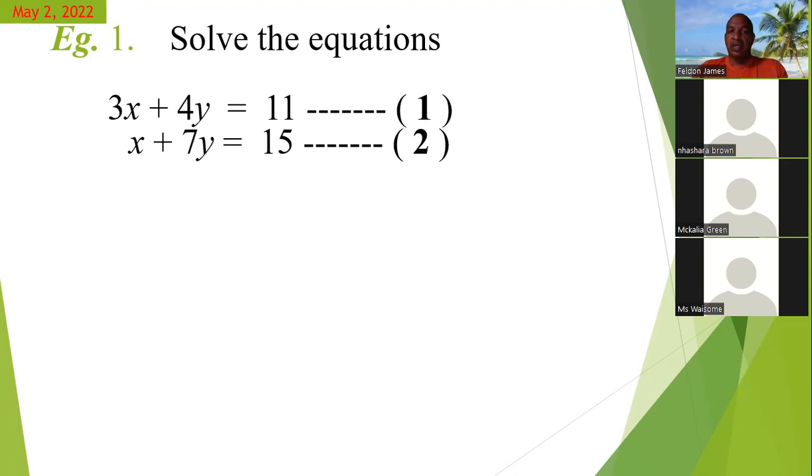Now, my question to you is, which of the unknowns is easiest to make the same? Now we have the unknown X and the unknown Y. Which of them is easiest to make have the same coefficient? X. Okay, all right. So why did you say X?